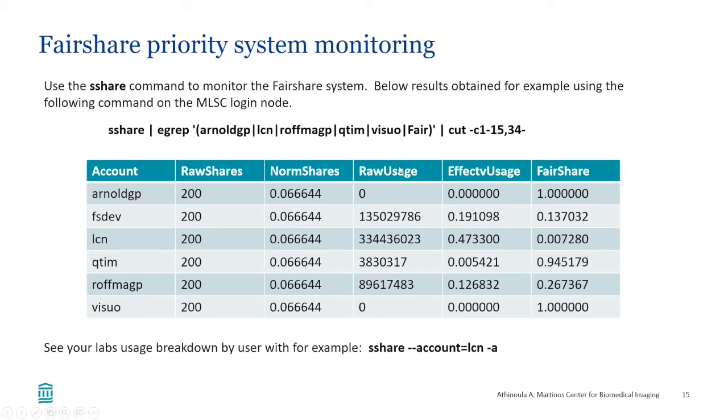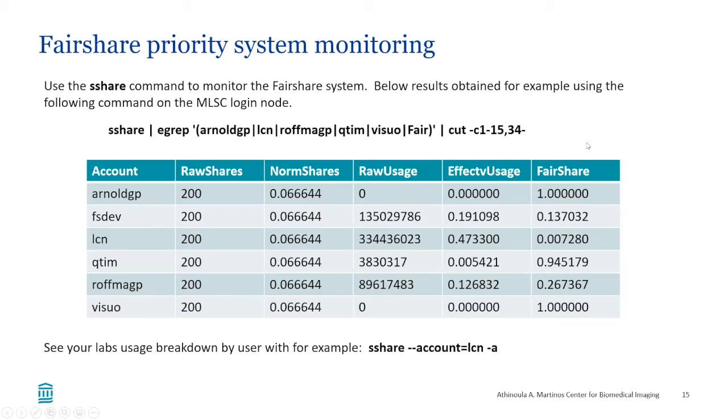You don't really need to worry about this column anyway. Raw usage is more interesting. The raw usage is basically how much usage weight you have right now, and the bigger the number, the more weight, which means it's going to count against you. So you see here, FSDev has the largest. No, I'm sorry, LCN has the largest number at this point. And that's essentially the normalized usage, so don't worry about that column really.